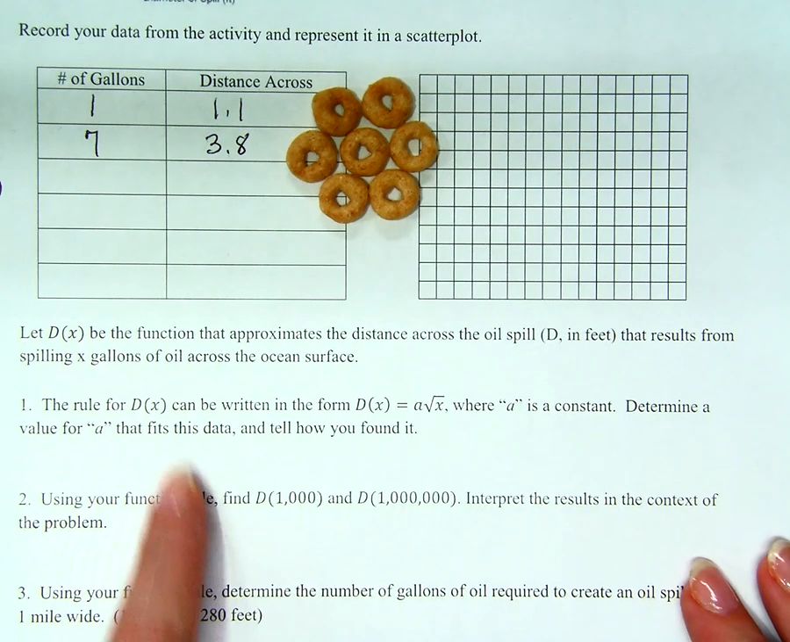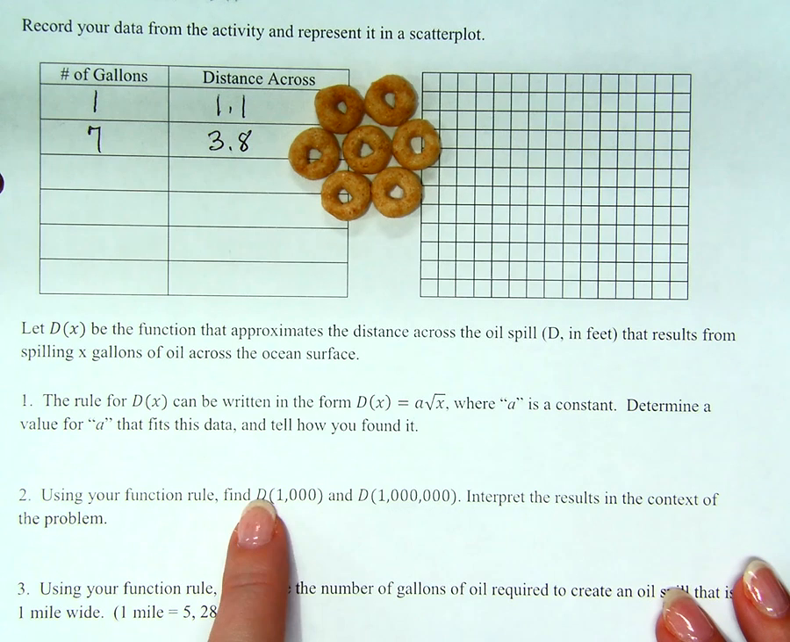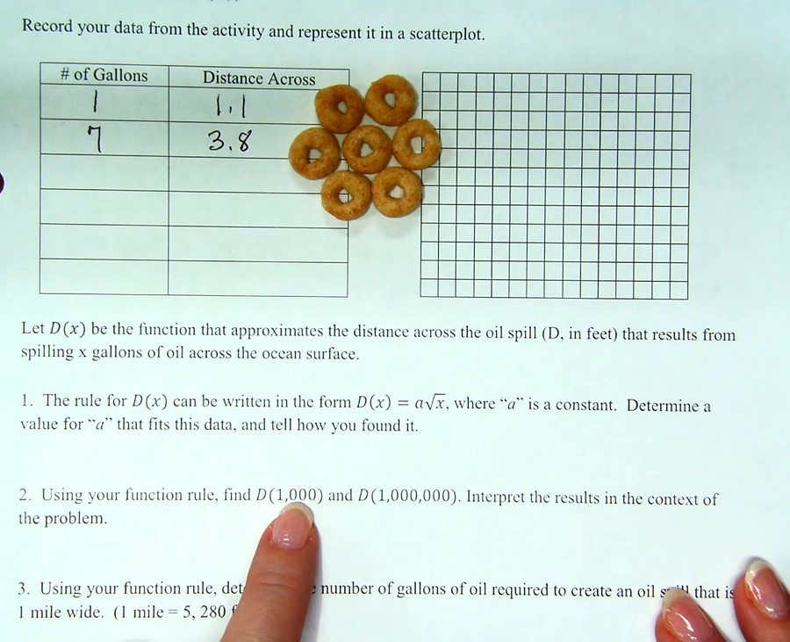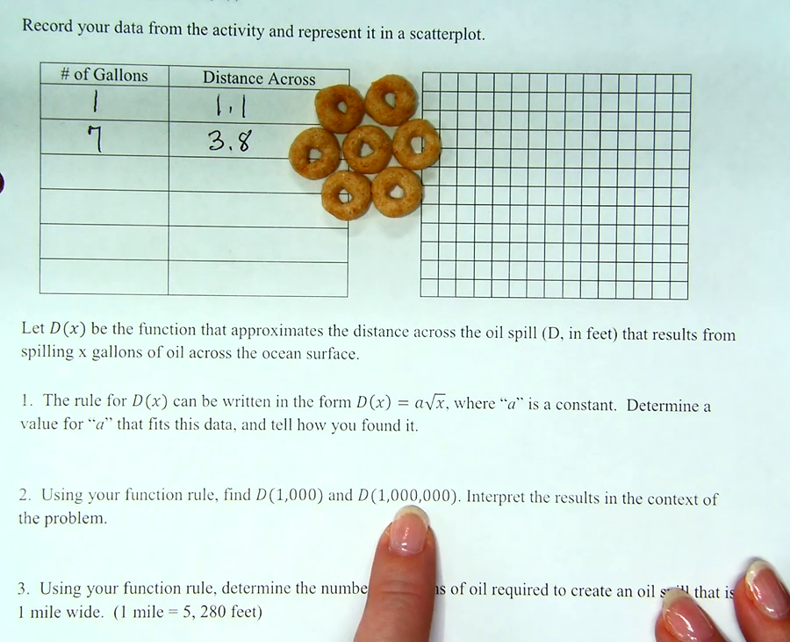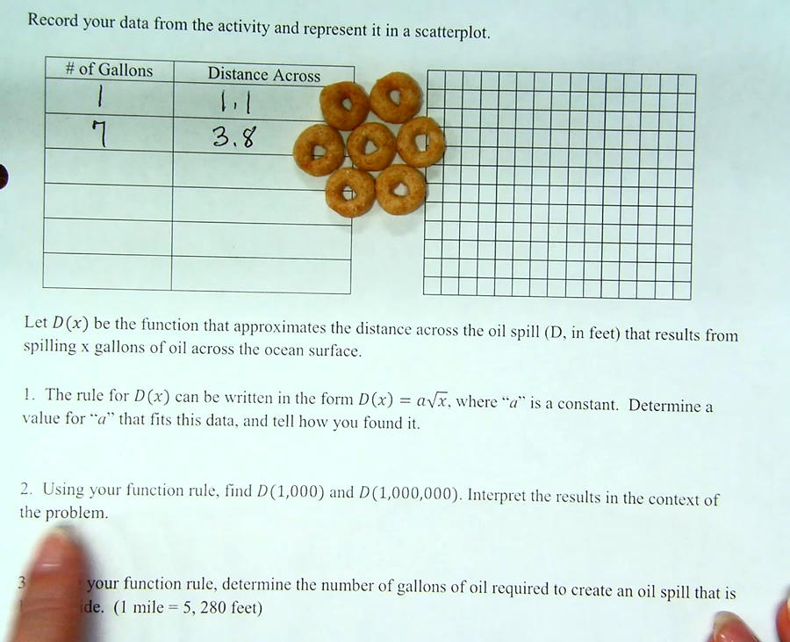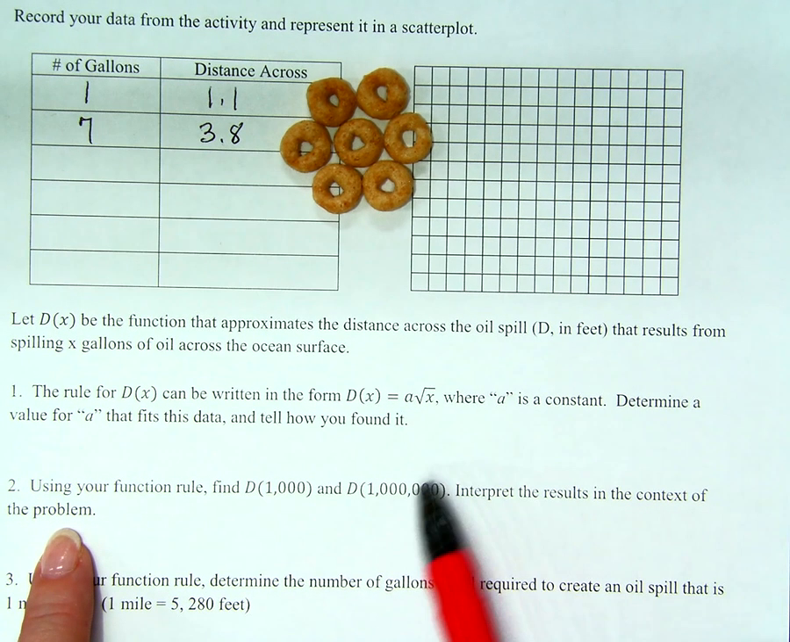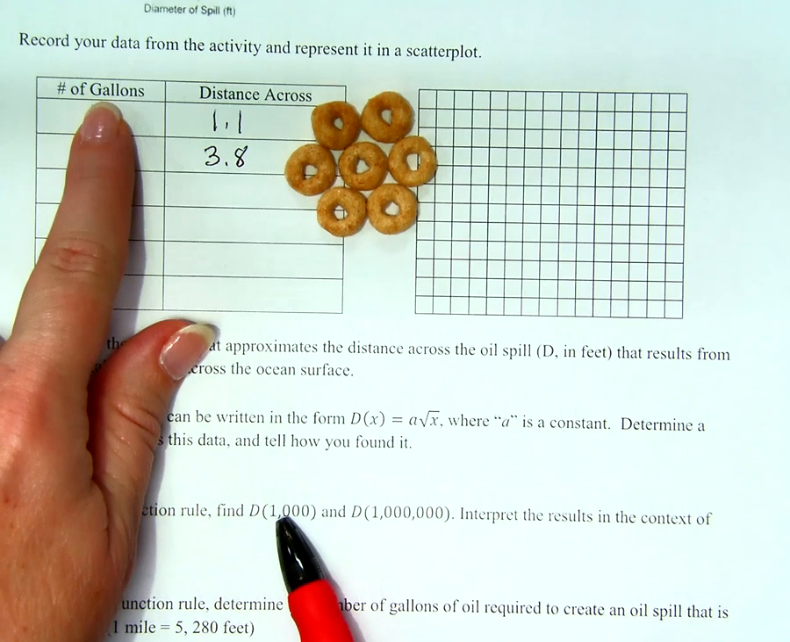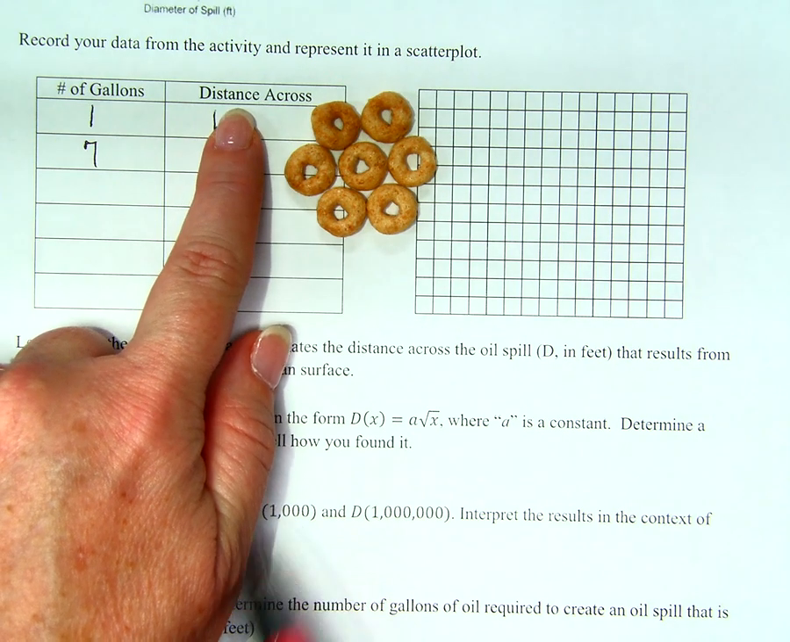Using your function rule, the one you found in number 1, find D of 1,000 and find D of 1,000,000. If you're finding D of 1,000, remember it used to be D of X, so you want to plug in 1,000 where X is in your new equation, and then do the same thing again with 1,000,000. So you'll have 2 separate answers. Interpret the results in the context of the problem. Again, I want complete sentences on that. Think about what it means if I put 1,000 in for X, and think about what the Y value would mean when you get your Y value.